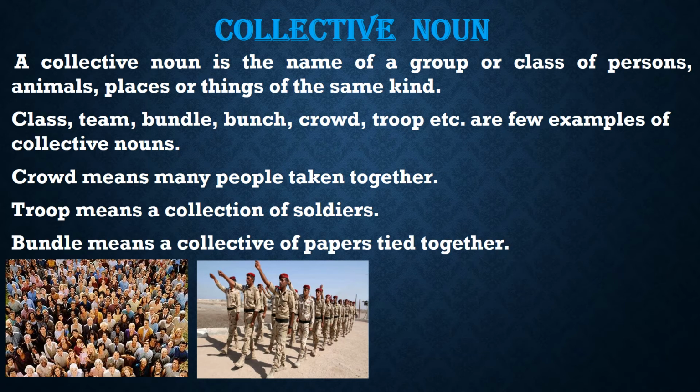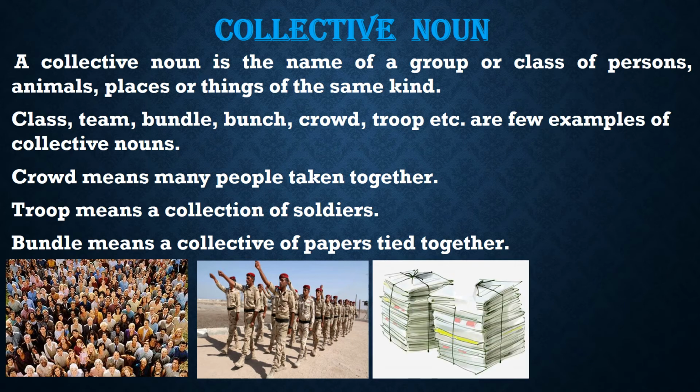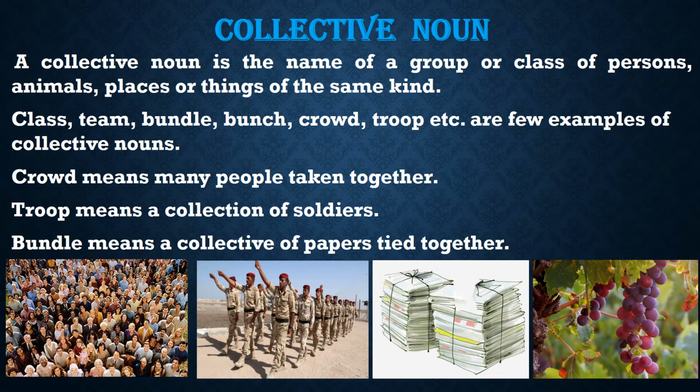Next, bundle. A bundle is a collection of papers, or we can also call it a bundle of sticks. A bundle could be a collection of anything that is bound together. So here you can see in the picture that there are two bundles of papers. Or here you can see that there is a bunch of grapes.